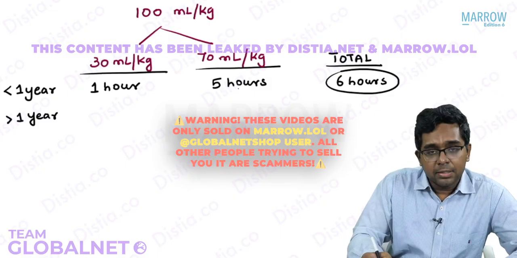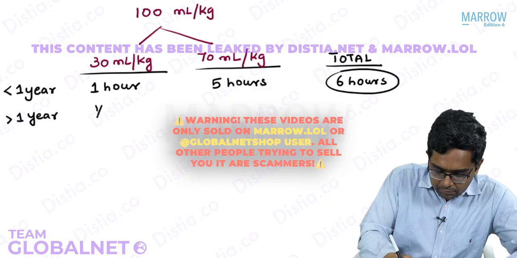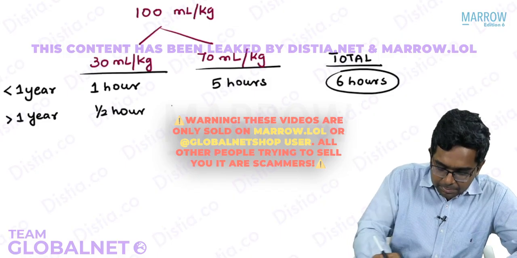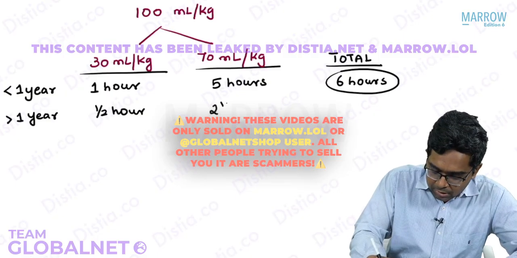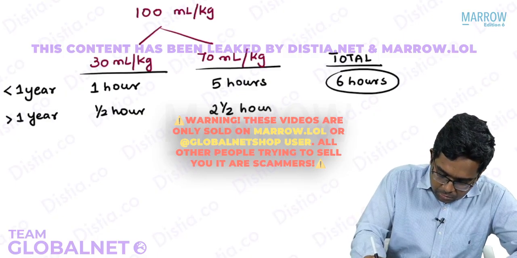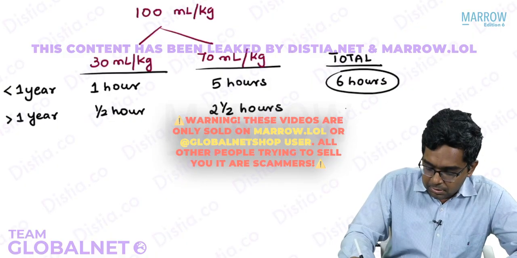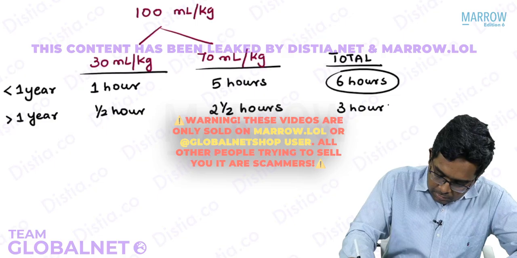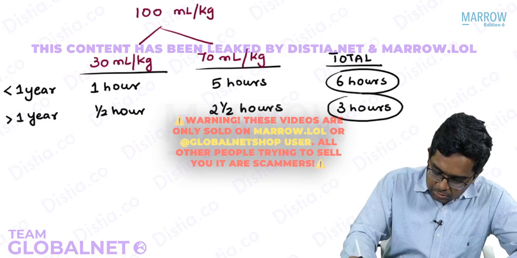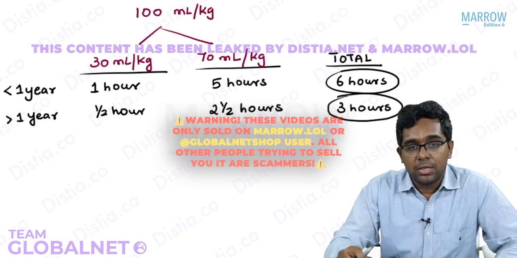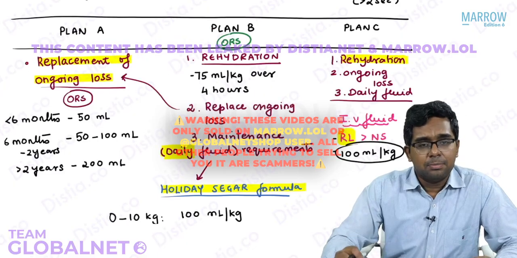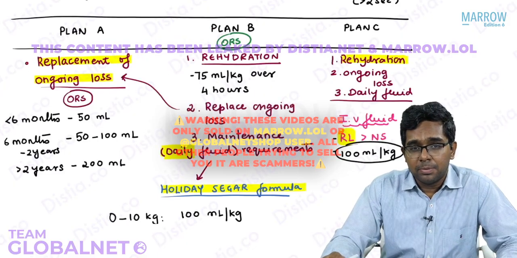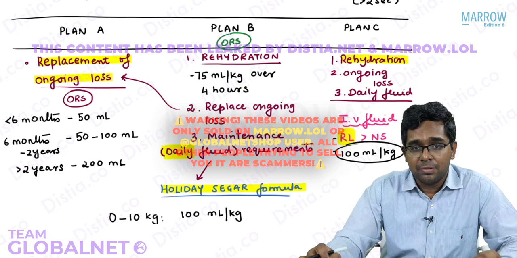For example, 30 ml per kg can be given over half an hour and 70 ml per kg can be given over 2.5 hours. So here the total duration becomes half of 6 hours, which is 3 hours. This is the change which you should clearly note while treating a child with severe dehydration. So this table summarizes the fluid management or correction of dehydration in a child with diarrhea.